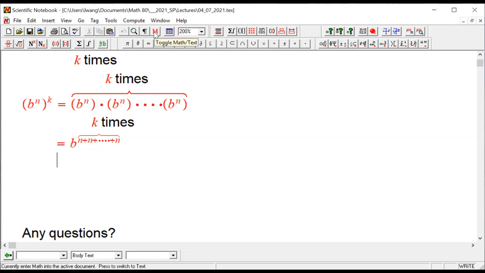Remember we talked about the difference between a to the power 5 and 5a, right? So this will be equal to b raised to the power of what? N times k. Got it? Yes? Is everybody with me?